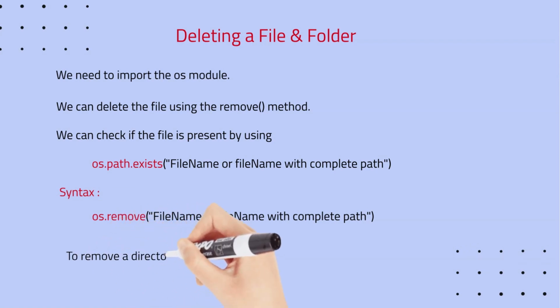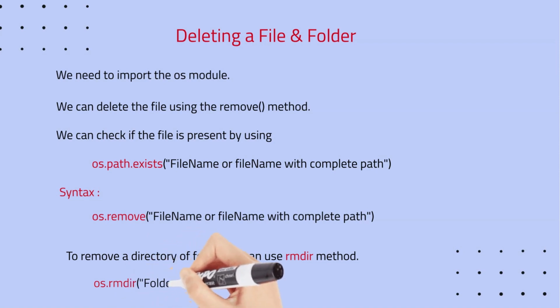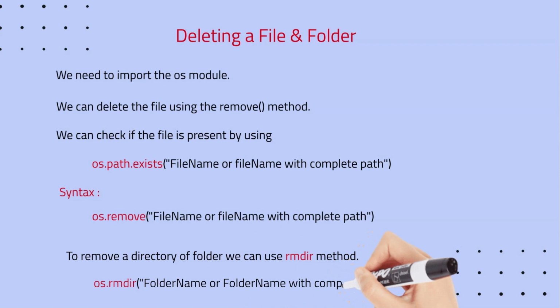To remove a directory or folder, we need to use the rmdir method. The syntax for removing a folder is os.rmdir with the relative path of the directory name or directory name with complete path in parenthesis.